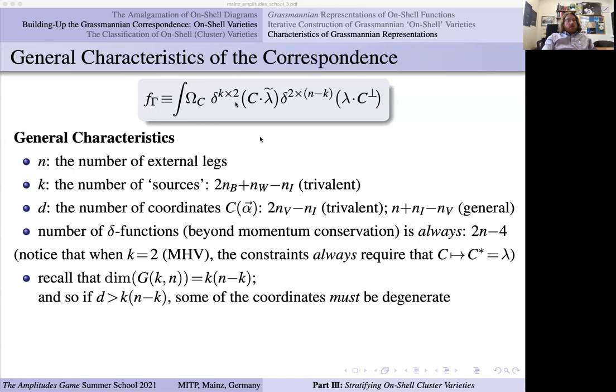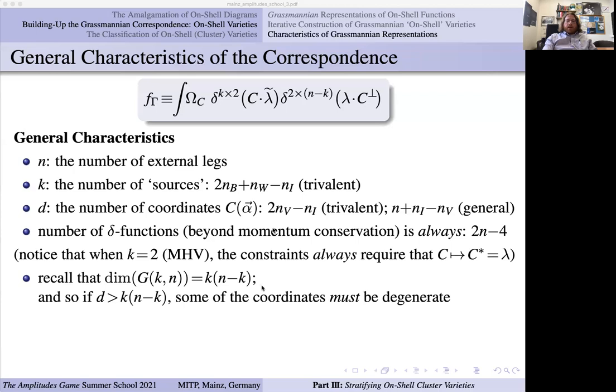And that means that whenever D is very large, so for graphs with many, many internal edges, what it means is that some of these coordinates must be degenerate, or that the form, differential form, is degenerate. The size of this form, the number of independent variables sitting inside here, or the rank of this form, is bounded above by D, by the dimension of the Grassmannian.